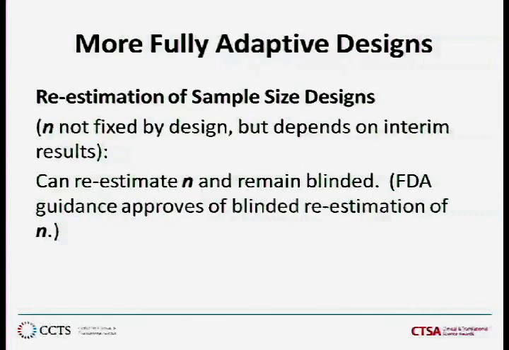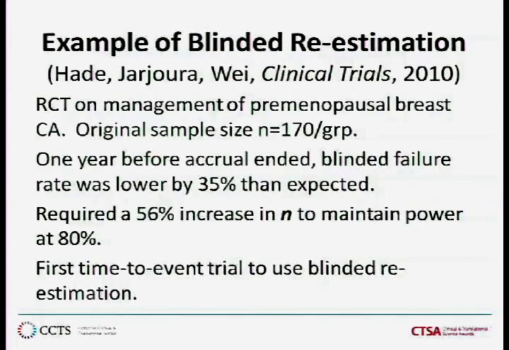The FDA guidance actually approves of this approach, of changing or increasing the sample size, as long as the analysis at interim remains blinded. So here's one that we worked on, published in 2010. We developed a method of blinded re-estimation in a time-to-event trial. It was a recurrence of breast cancer in premenopausal women.